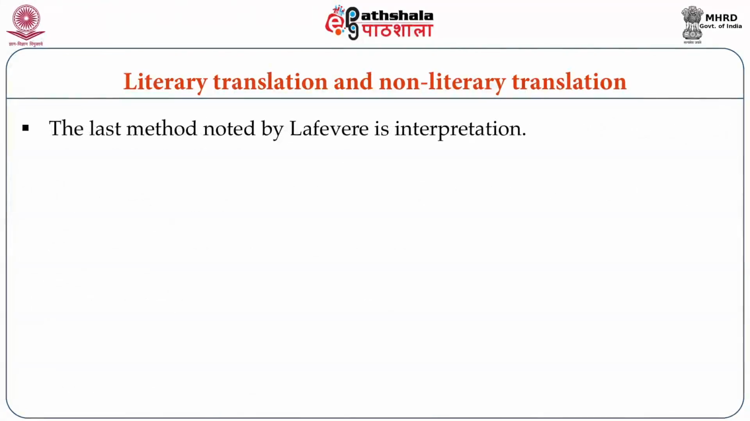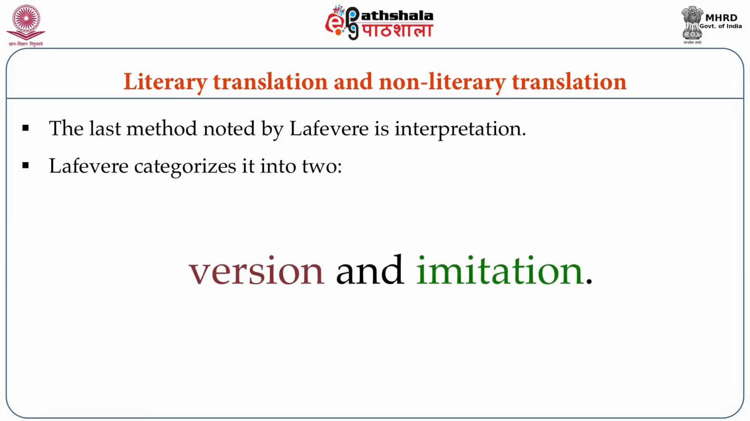The last method noted by Lefevere is interpretation. Lefevere categorizes it into two categories. One is version and the second is imitation. A version of a poem in the target language will semantically be exactly the same as the original but physically totally different. Further, an imitation is exactly a different poem, but the title, topic and starting point are the same as the original poem.